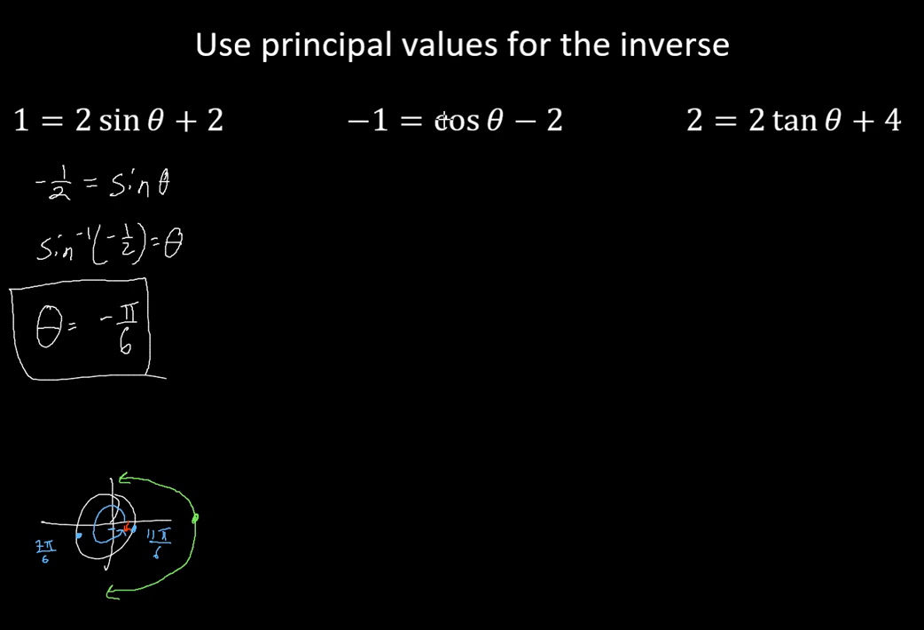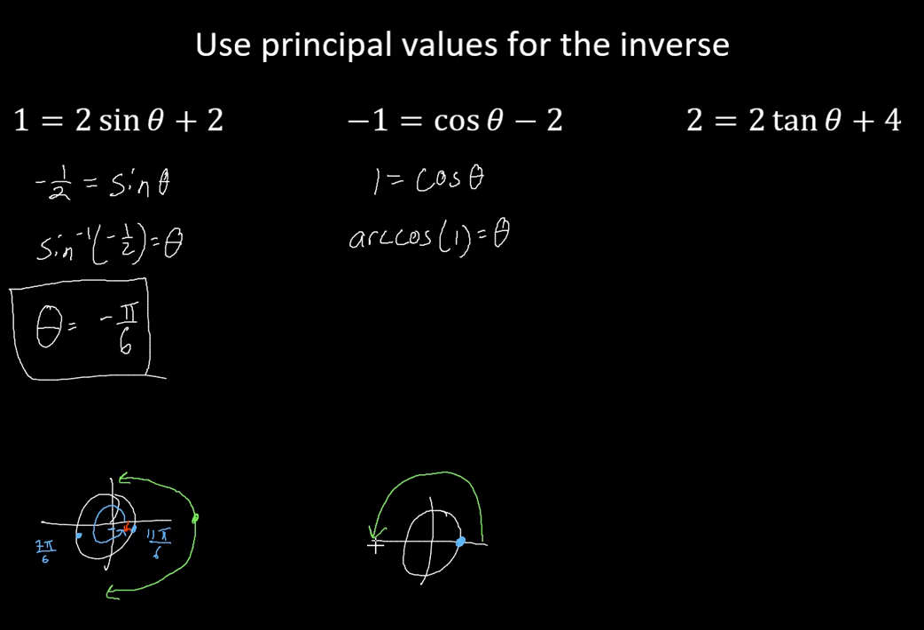Again, to save time, I would add 2 to both sides, and I would end up getting 1 equals cosine of theta. Take the inverse or arc cosine of both sides. And now the question is, when does cosine of theta equal 1? Well, that only happens right here at 0. My restrictions for cosine are 0 to pi. And it's good that the only answer that we get falls within that restriction, and we get 0 as our answer.